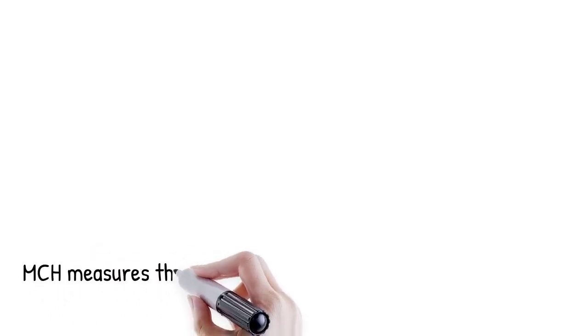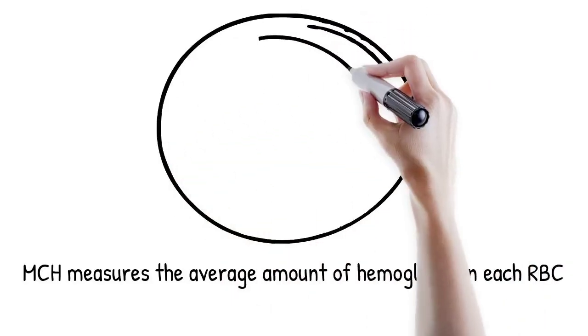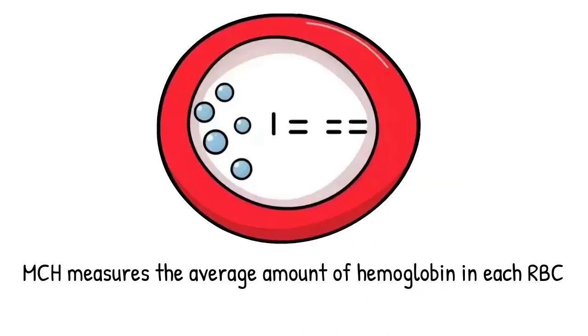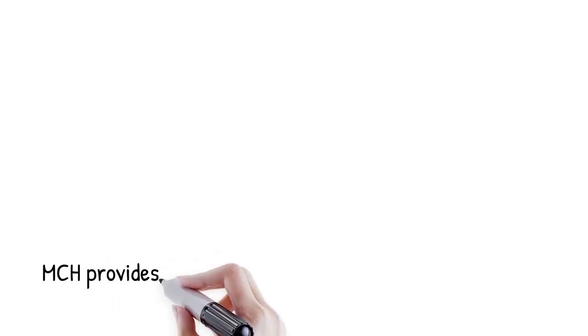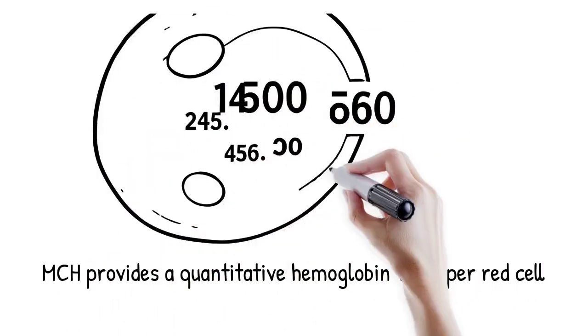The second index is the mean corpuscular hemoglobin, or MCH. The MCH calculates the average absolute amount of hemoglobin contained within a single red blood cell. Think of it as asking, how much hemoglobin, in total, does each individual cell carry? It gives us a quantitative sense of hemoglobin content per cell in absolute terms.